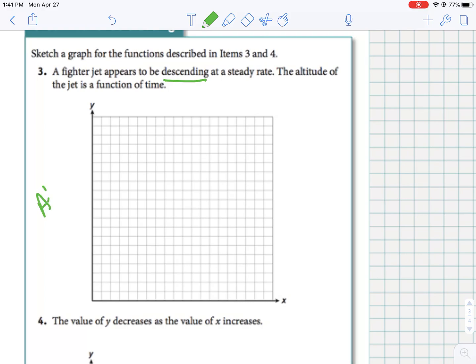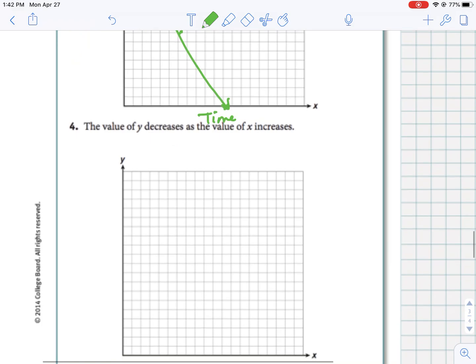So it says the altitude of the jet. So that means our y value is the altitude or the height of the jet, and is a function of time. So that means our x value is time. So if your jet is in the air, it's somewhere up here. And again, we don't necessarily need numbers, but if it's descending at a steady rate, it's going to go down 3 over 2, down 3 over 2, down 3 over 2. So that's going to be a nice straight line, and eventually it will land safely on the ground.